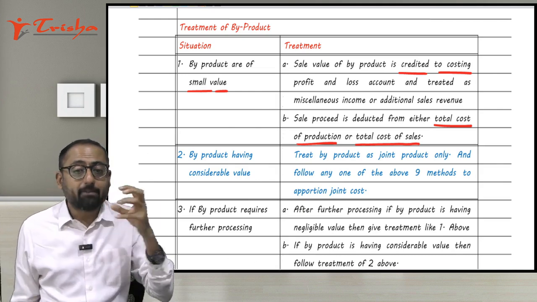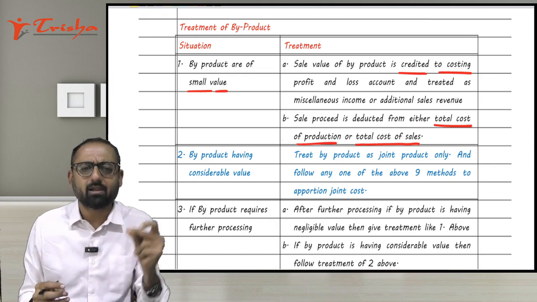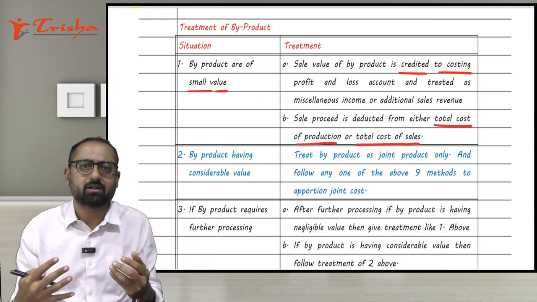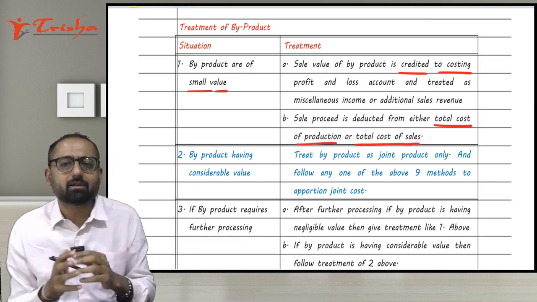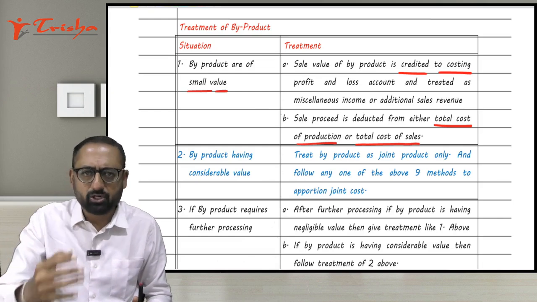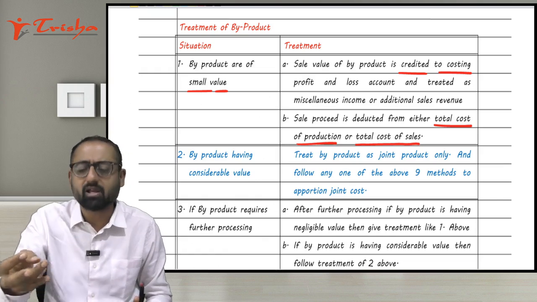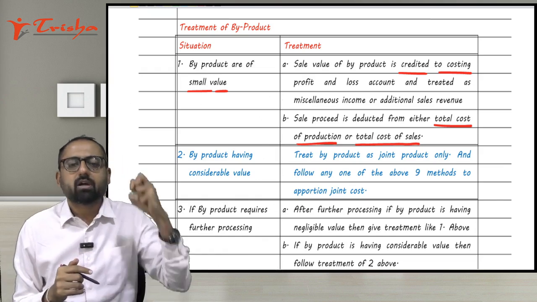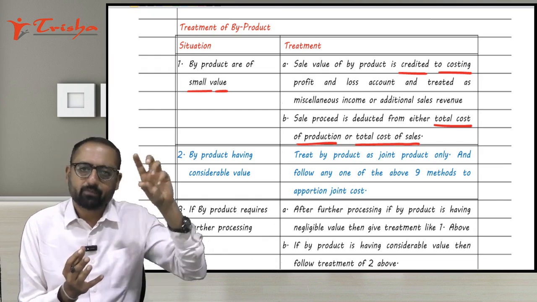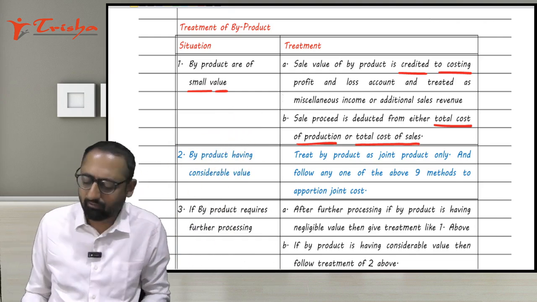But if the byproduct value is considerable, not negligible, then consider the byproduct as a main product, and one of the 8 methods is applicable here. Which are the 8 methods, guys? Average physical output method, average unit cost method, sales value at split off, final sales value, NRV method, reverse cost method, constant gross margin method, and contribution margin method. If the value of the byproduct is considerable, treat it as a main product and apply any one of the 8 methods. I hope this point is clear to every one of you. Next one.